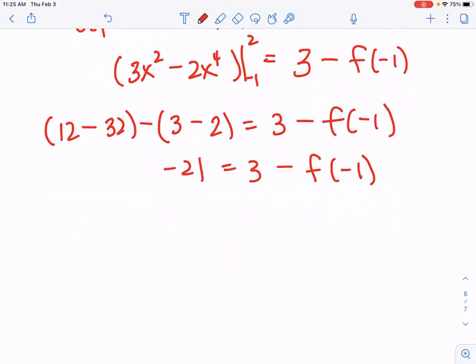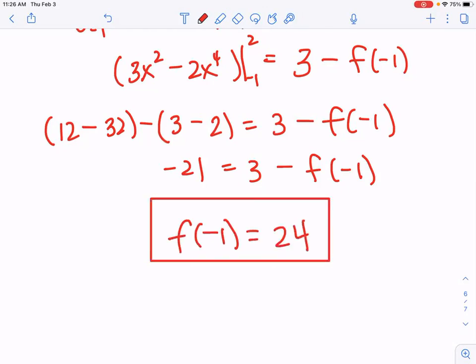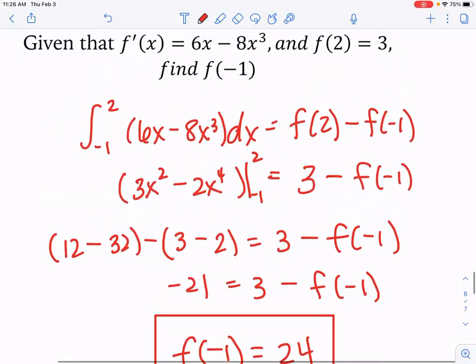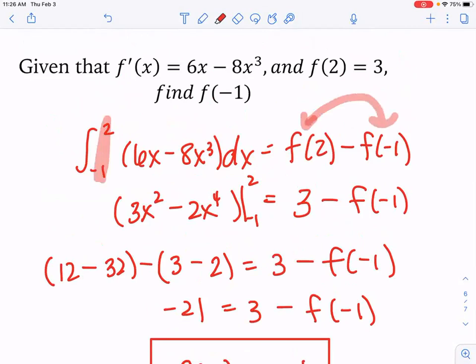Are we good? I can subtract 3 to get -24 equals negative f of -1. So f of -1 is a positive 24. Can you flip -1 and 2 and still get the right answer? If you flip these two, then these two would need to be flipped and you'll be fine. Yep, it will.